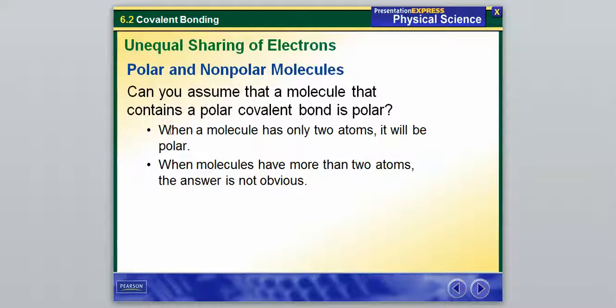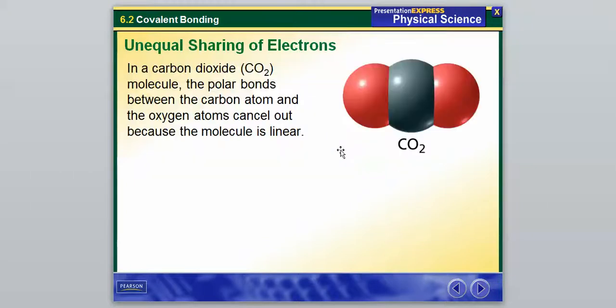A simpler solution to this question is that when a molecule has only two atoms, it will always be polar, if the bond between them is polar. However, when molecules have more than two atoms, the answer is not going to be quite so obvious all the time. And so for our examples, we're going to look at carbon dioxide and water.